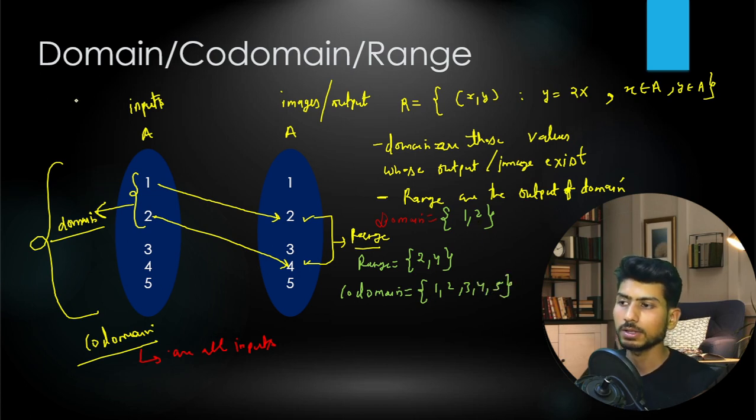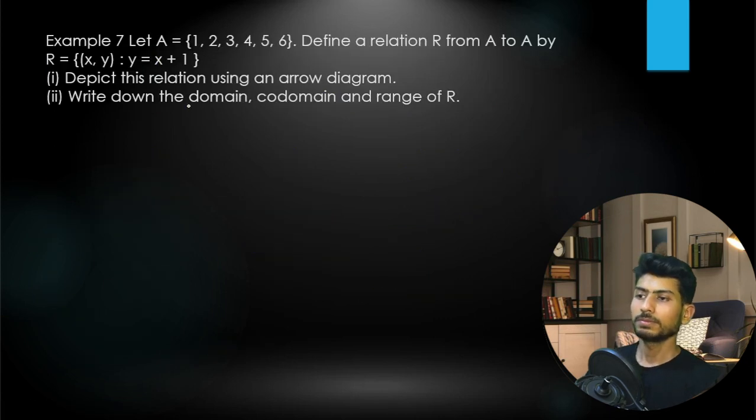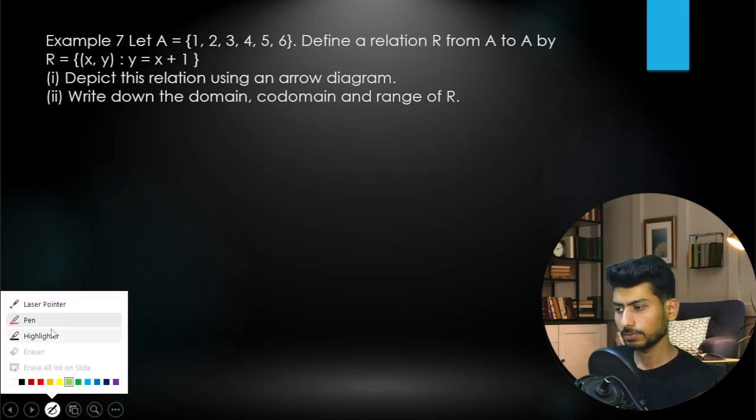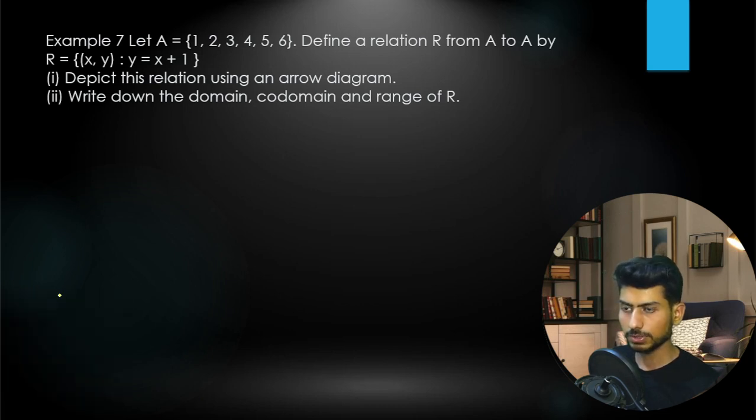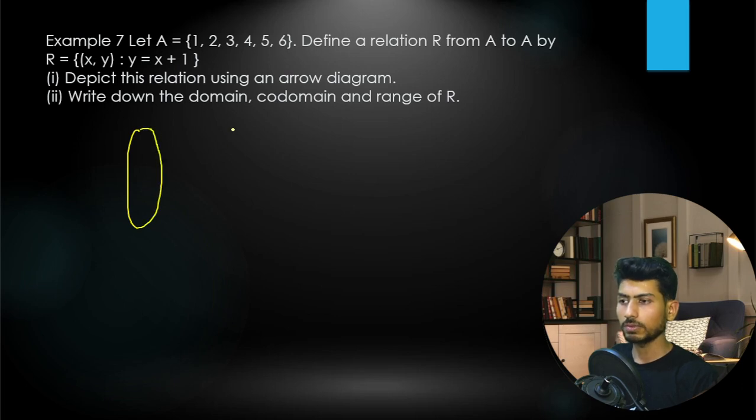Understood? So let us discuss all these with the help of some examples, then it will be fixed in your mind. Read this question here. Pause the video and then read this question. They are telling that you have a set A equal to {1, 2, 3, 4, 5, 6}, and they have defined a relation from A to A like this. I'm going to depict this relation using an arrow diagram. First of all, you have to make an arrow diagram. So right now I'm going to make these two sets like this.